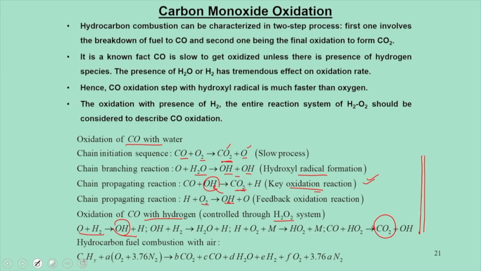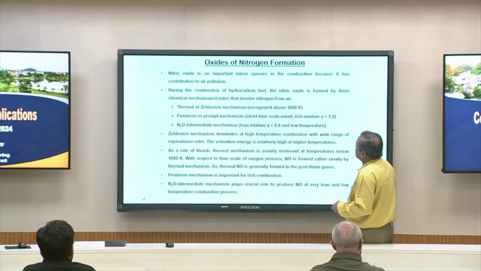Why these equations are important: because these are elementary equations. In a combustion domain of complete hydrocarbon fuels, you have to create some environment, either due to its reaction or forcibly initiated in this domain, to bring it completely to CO2. So this is the mechanism of carbon monoxide formation.